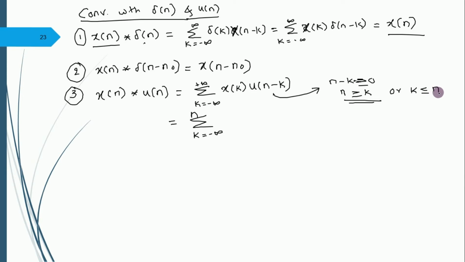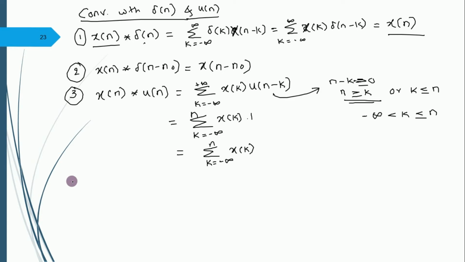So k is less than or equal to n, this is the higher limit. The lower limit is minus infinity. So minus infinity to the higher limit, this is k's range. In that region only your u of n minus k's value is 1. So that's why your answer for the third one is summation k from minus infinity to n of x of k. That's it. This is the third answer.